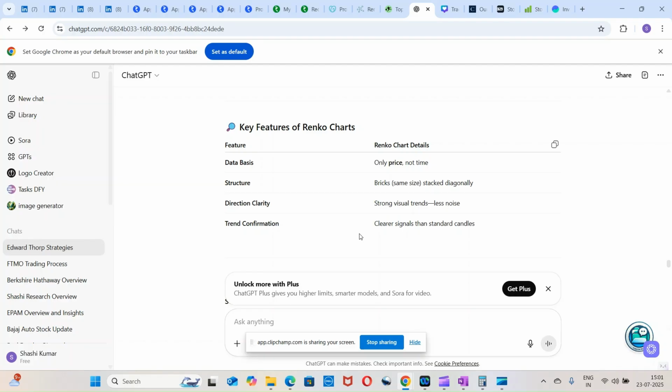You will have strong visual trends. Less noise will be there, and visual trends will be very clearly visible by using Renko charts, whether it's an uptrend or a downtrend or a retracement. You can easily find it using Renko charts, and that's what it's used for, directional clarity. And trend confirmation: you will have clearer signals than in standard candlestick charts.